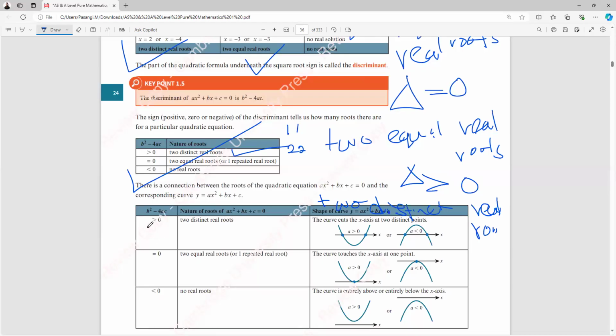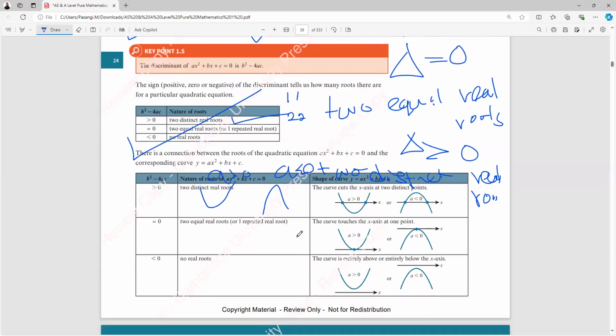So for the shapes, when it has two distinct real roots, it can be either this side or this side. This one is when the coefficient of the x squared term is greater than 0. If the coefficient of the x squared term is less than 0, it would be like this. Then, for equal roots, the curve touches the x-axis, and again it can be either the U-shape or the V-shape. If the discriminant is less than 0, there are no real roots, which means it won't touch or intersect the x-axis.